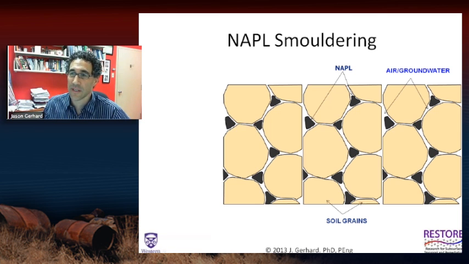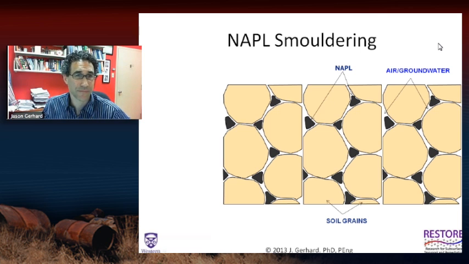happen for NAPLs? Well, this is our conceptual model. Here we've got a soil. Here you can see the soil grains in beige, and you can see the NAPL blobs in black that occupy this pore space, primarily the pore bodies and not the pore throats. And there can be water or air in the rest of the pore space. So we have a partially NAPL saturated porous medium here.